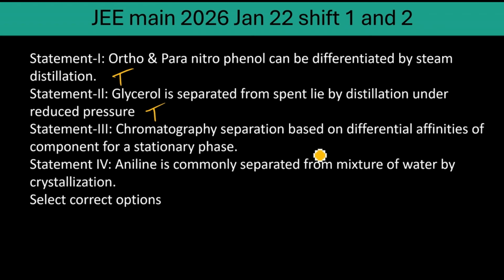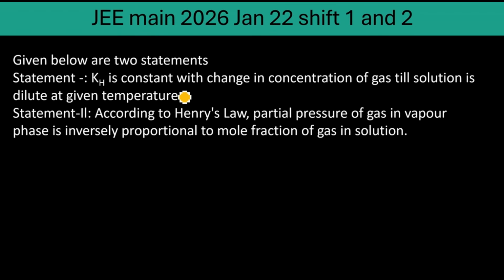And chromatography separation is based on the differential affinities of the compound for a stationary phase. This is also true. From mobile phase to stationary phase, this chromatography happens. And aniline is commonly separated from a mixture with water by crystallization. That is false, because aniline is a liquid at room temperature and is separated by steam distillation, not by crystallization. Okay. Then KH is constant with change in concentration of gas till the solution is dilute at a given temperature.